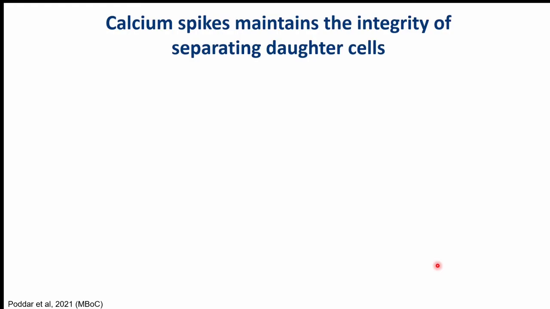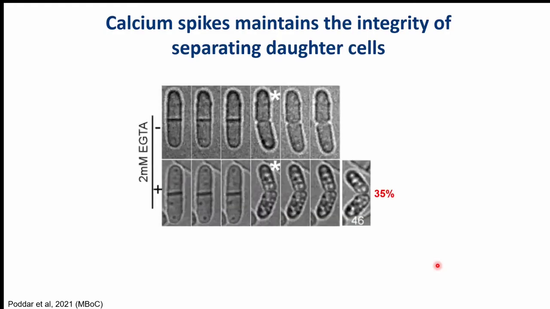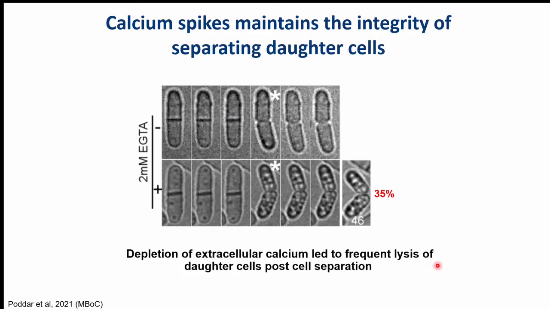Next, we wanted to check what is the importance of the calcium spikes during cell separation. Remember, we found a calcium spike accompanying the cell separation. But what is the importance of this calcium spike? So we treated the cells with EGTA and we found 35% of the cells lysed, suggesting that depletion of the external calcium led to frequent lysis of the daughter cells post-cell separation. That means they die. 35% of the cells die during treatment with EGTA when calcium is scavenged.